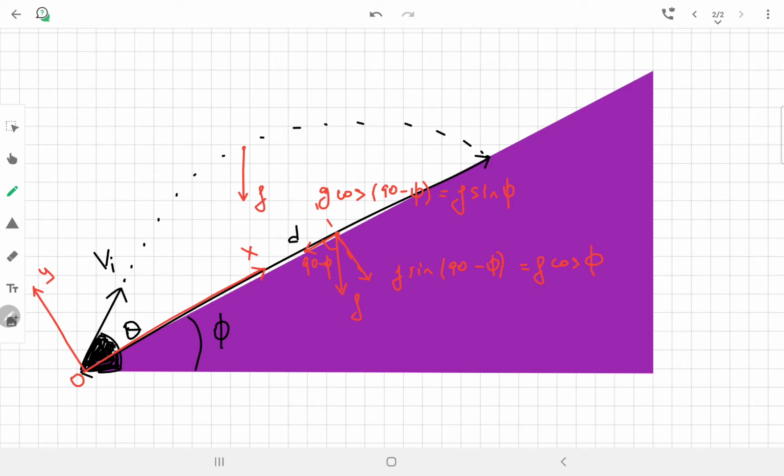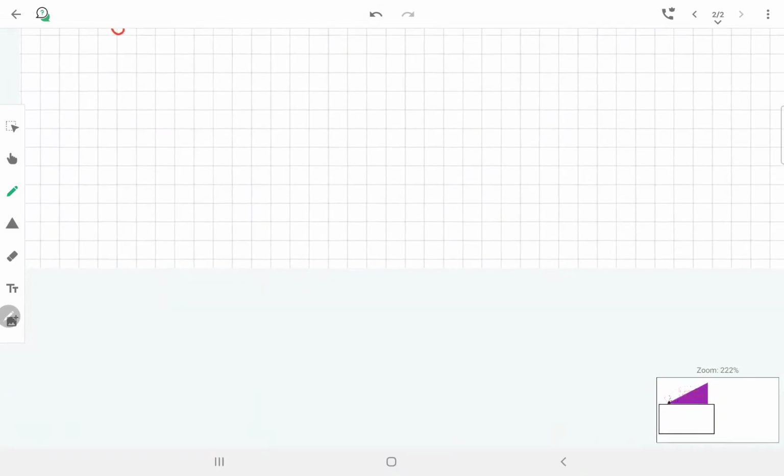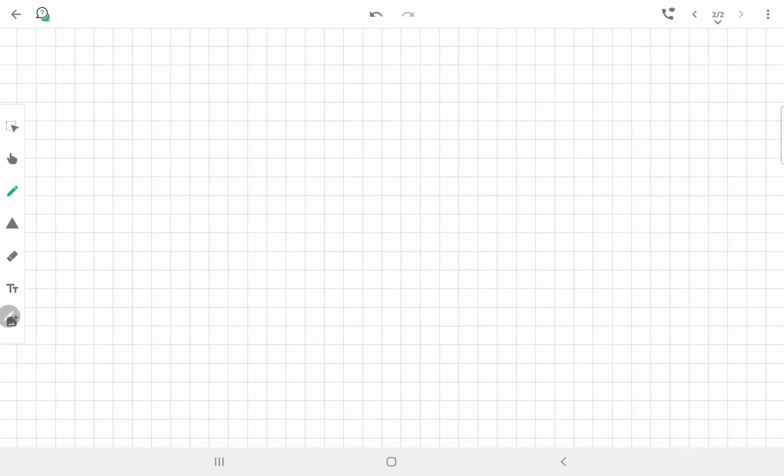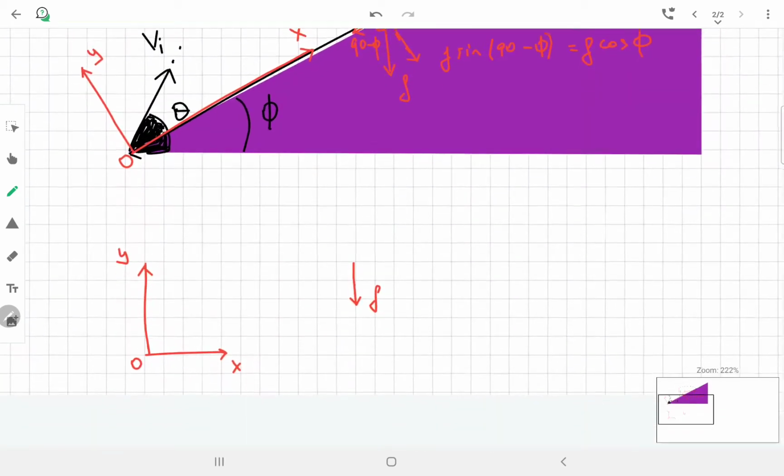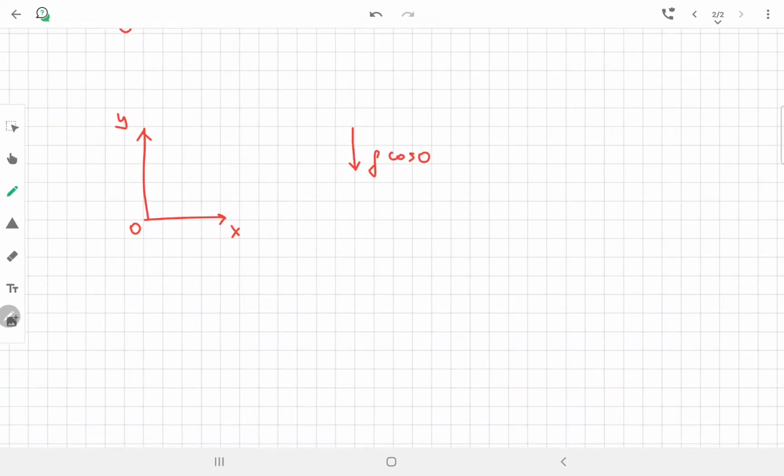So let me draw it again so you can understand it better. I will rotate my x and y axes, so be careful. This is our x axis. I'm just rotating the figure basically. This is the y axis, 0. And we have gravity downward, which is g times, I think, cosine. Yes, downward is g cosine phi. And to the left, we have g times sine phi.